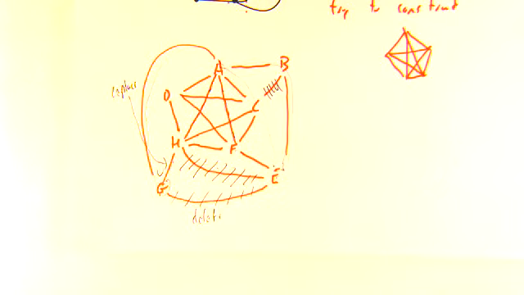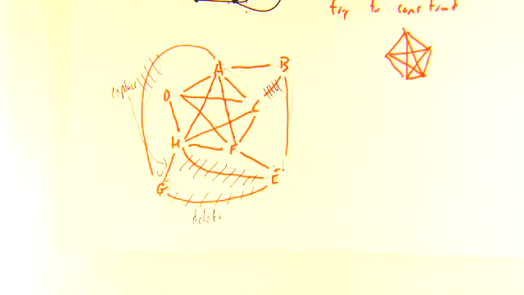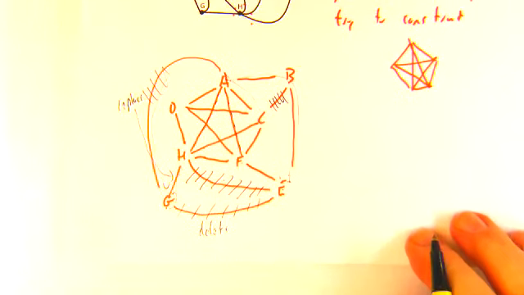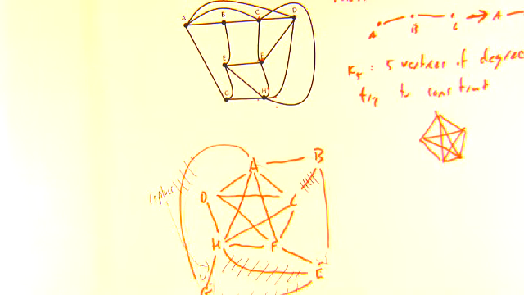So we ended up with K5. So it's non-planar. What that means is if you want to redraw that graph without any crossings, you won't be able to. And try it out if you're interested. I think you can.